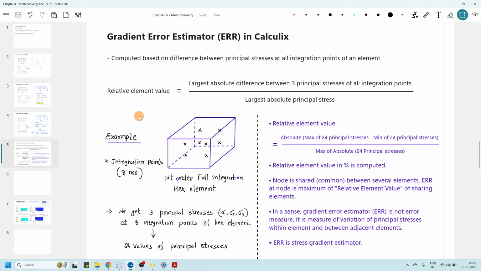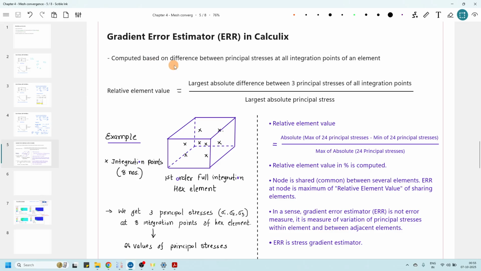So before doing workshop, let's try to understand the gradient error estimator, ERR, in Calculix. Based on this output, we will see how mesh convergence can be performed. So let's see the definition of ERR. This is available as a standard output in Calculix.